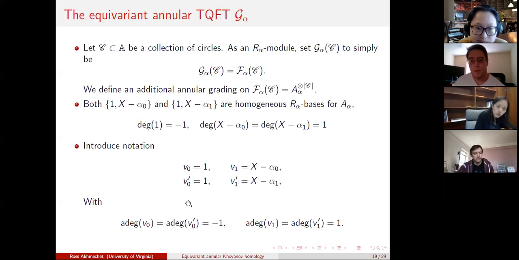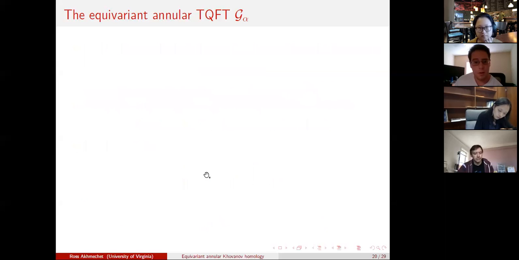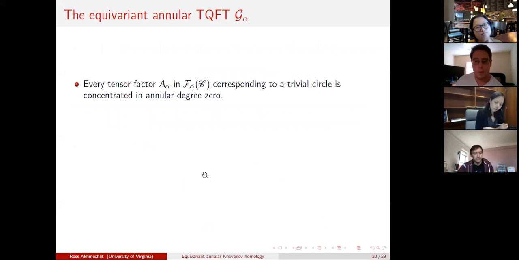For these elements, I'll give them some degrees, again matching the quantum grading. So the annular degree of V null and V null prime is minus 1. The annular degree of V1 prime equals positive 1. Okay, so with this notation, now I'm ready to explain the annular grading. The tensor factors in this module corresponding to a trivial circle are all in annular degree 0, as expected.